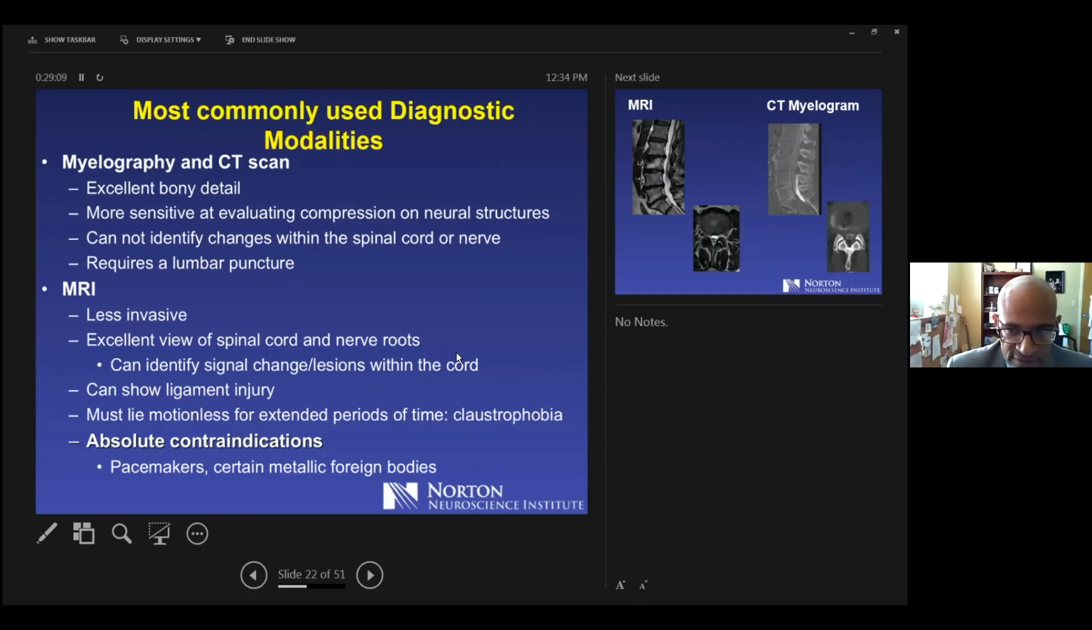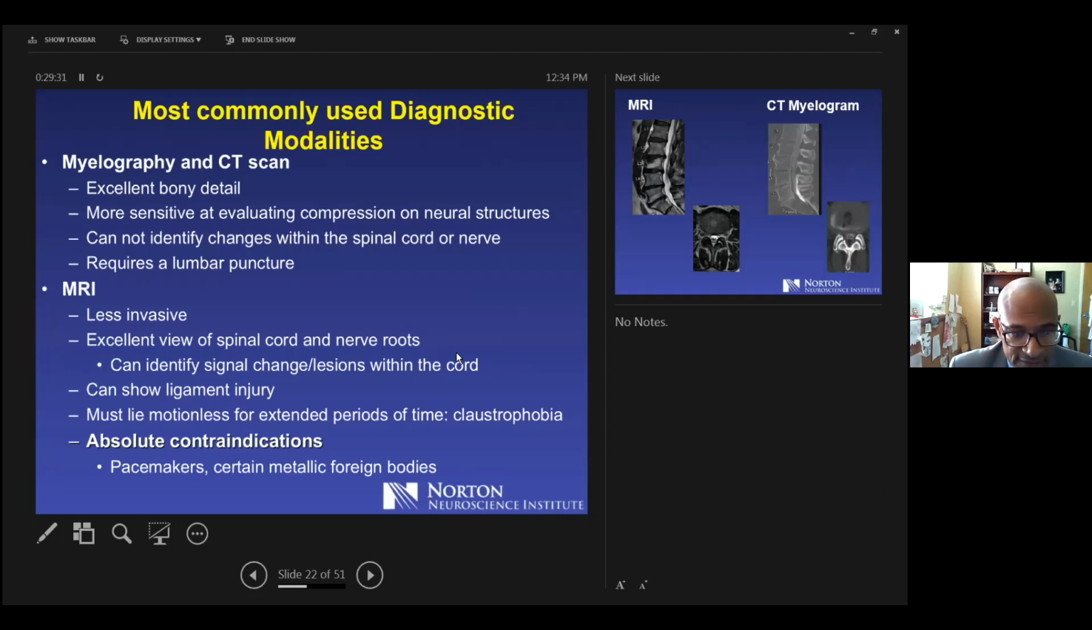The catch with a CT myelogram is it does require a lumbar puncture, and it won't identify problems within the cord. So if you have a problem within the cord that's not increasing the size of the cord, you're not going to see that. You're not going to see cord edema on a CT myelogram.